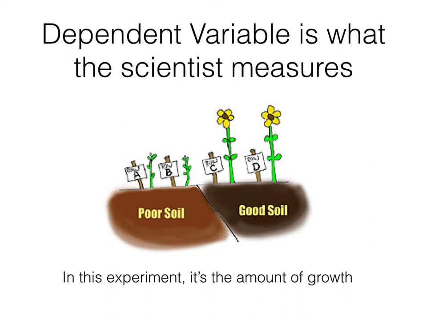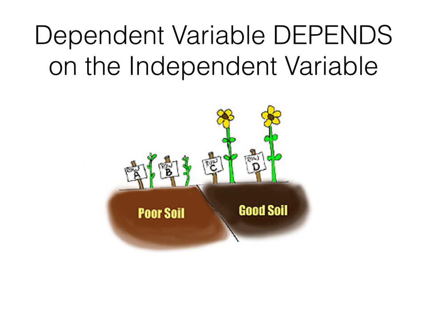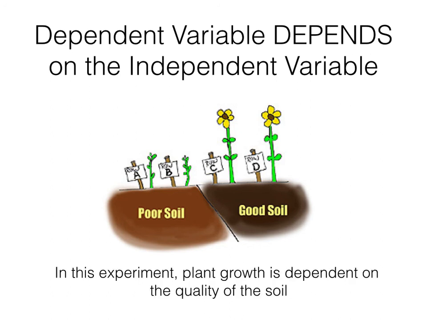In fact, growth will depend on soil quality, which makes it the dependent variable. In controlled experiments, the dependent variable is always what the scientist is measuring. And if the experiment is well designed, it will depend on the independent variable.